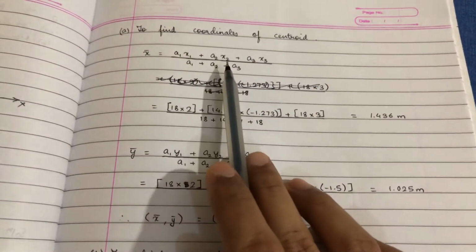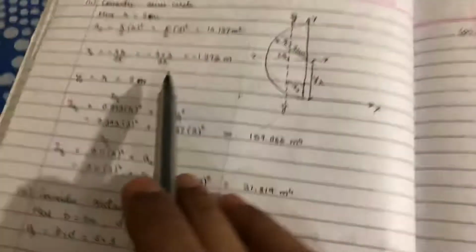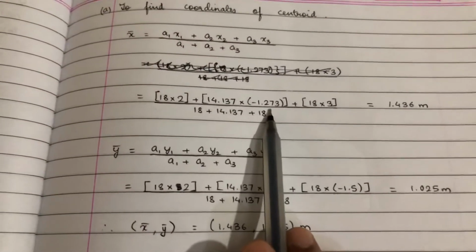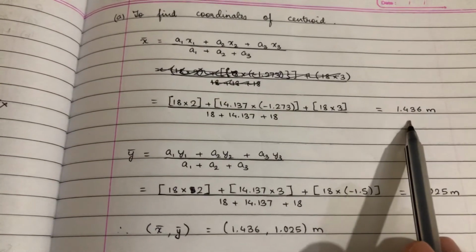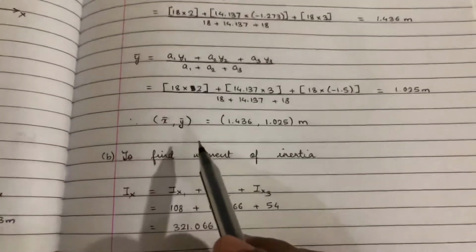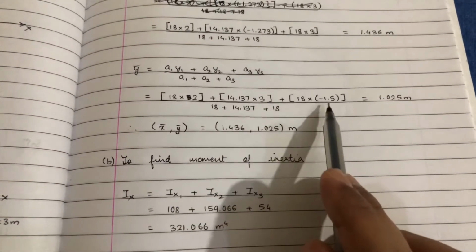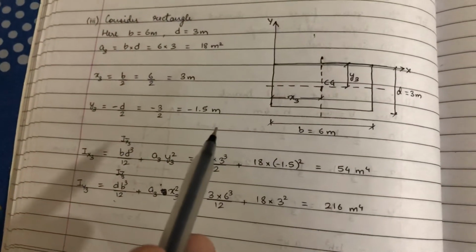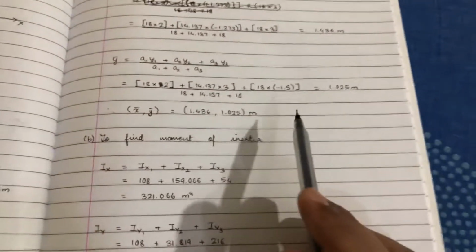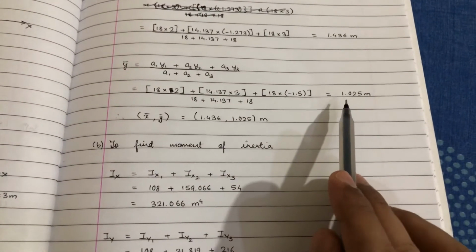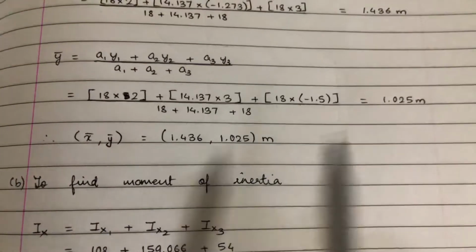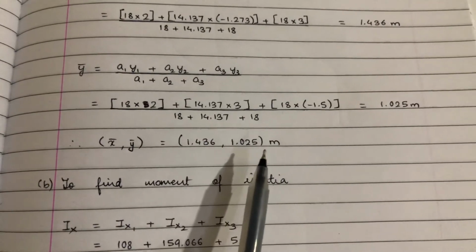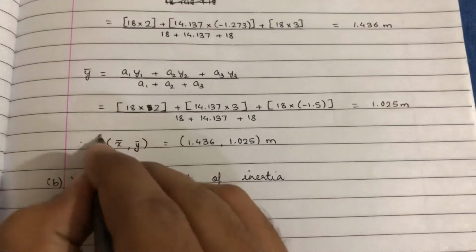But in this case, you have to take x2 as minus, because x2 comes out as minus 1.273. So you have to take x2 as minus. So it comes out to 1.436. And in this case also, in case of y bar, you have to take y3 as minus, because here y3 comes out to minus 1.5. So this y bar comes out to 1.025 meter, and so the final x bar, y bar is equal to 1.436, 1.025 meter. You have to write it in this manner.